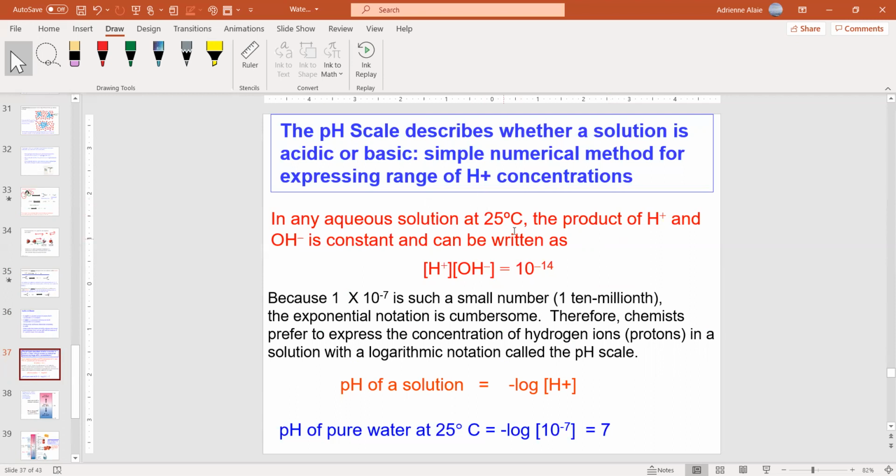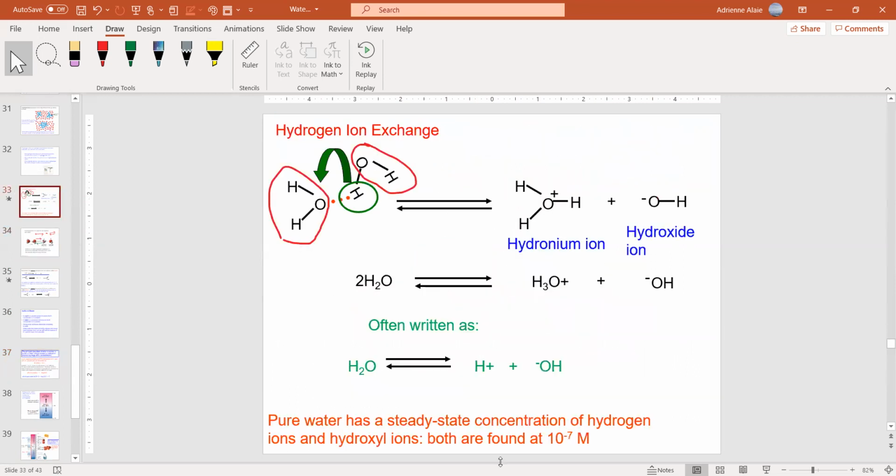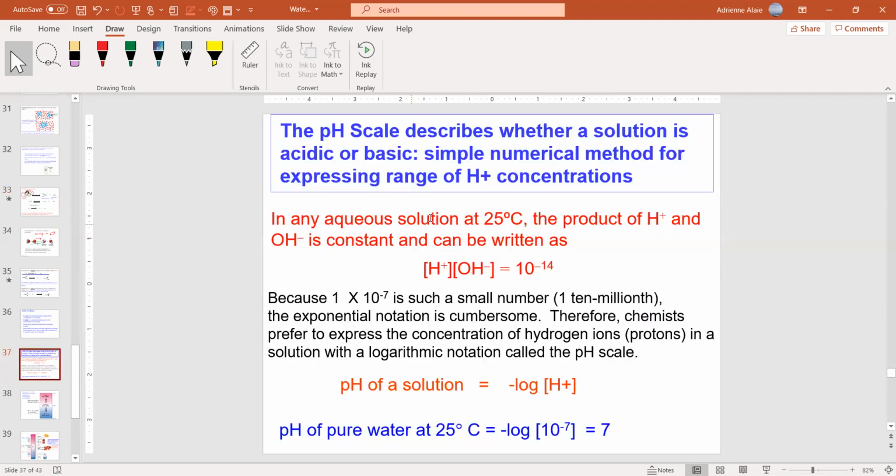In any aqueous solution, any water-based solution, at 25 degrees Celsius, the product of H plus and OH minus, each one is at steady state at 10 to the negative 7. Where did we see that? Here. Both of them are found at 10 to the negative 7 molar. That's what you see there. So in any pure aqueous solution at 25 degrees, if you multiply the concentration of the protons and the concentration of the hydroxyl ions, you get 10 to the negative 14. So we know this number. It's a steady state number.